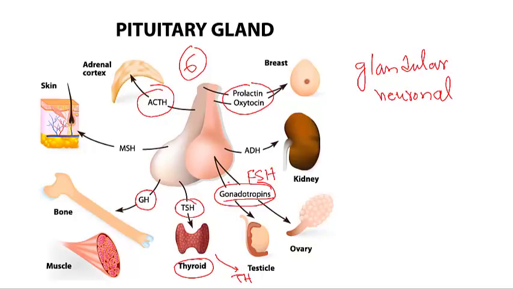It also targets by secreting follicle stimulating hormone. It targets the testicle or ovary in male and female respectively, and in the ovaries of the female, it stimulates the growth of follicles and the production of estrogen. Okay, and in males the target is the testis. In that case, it stimulates the production of sperm cells.